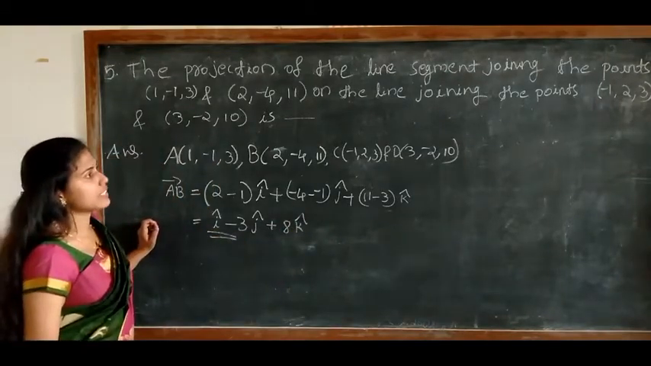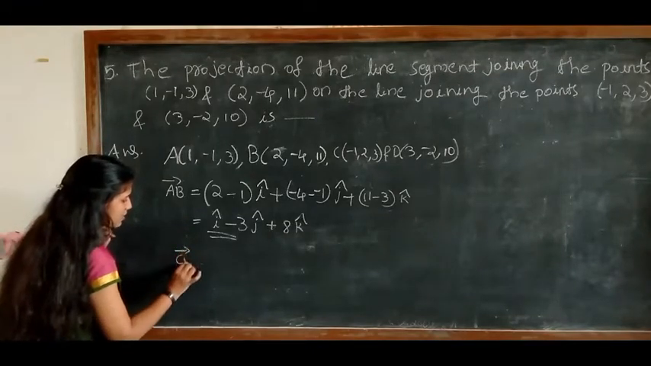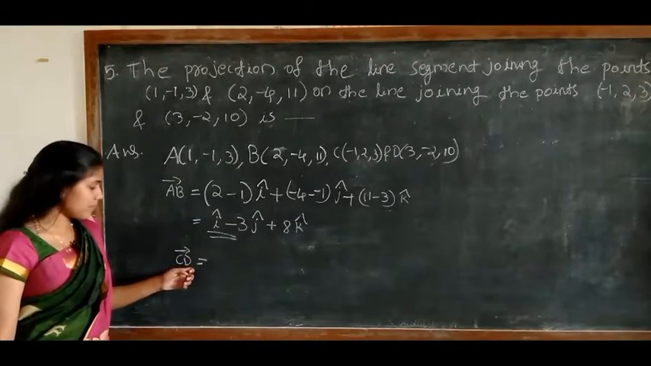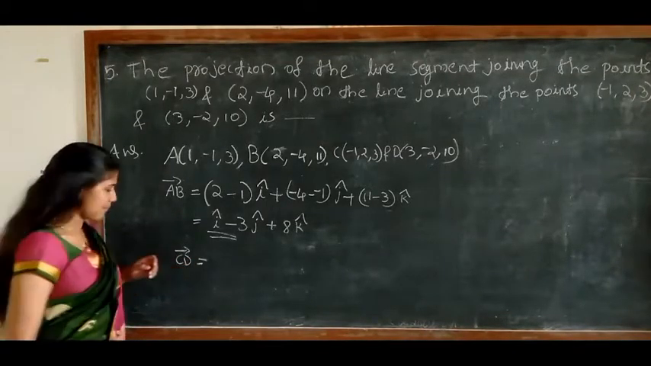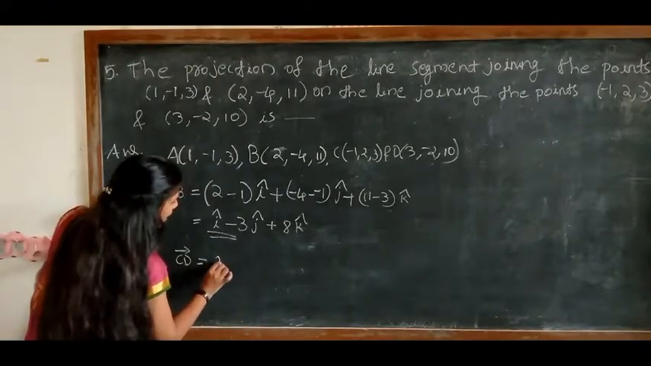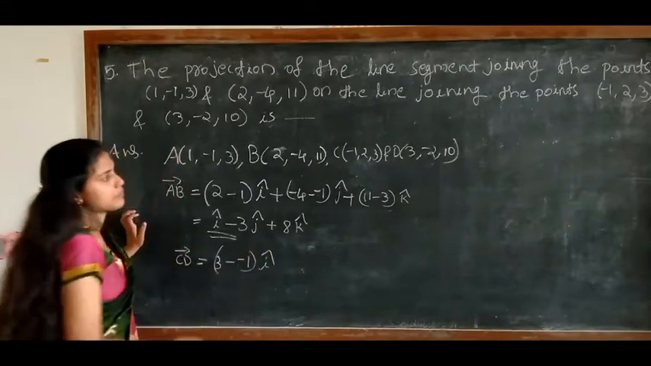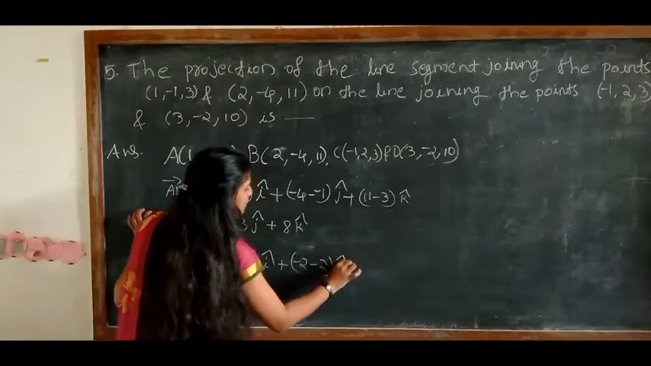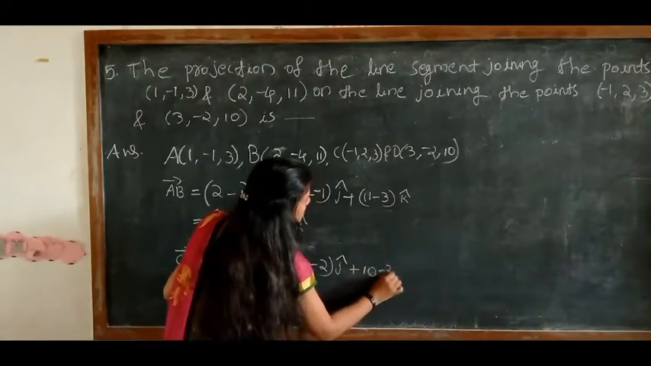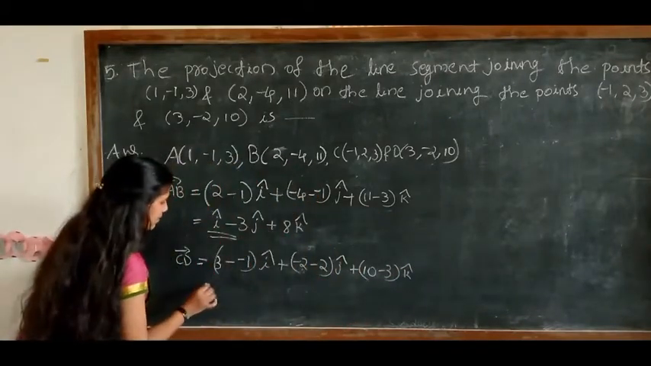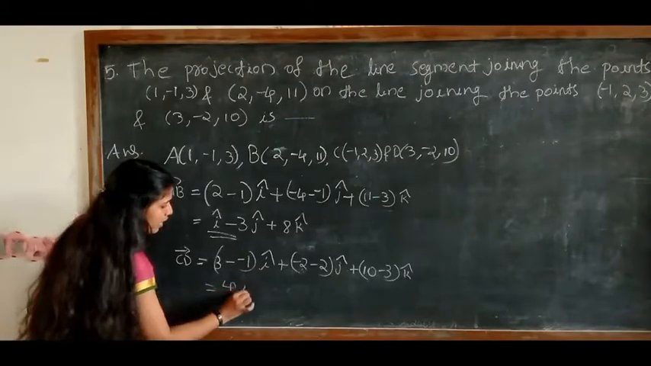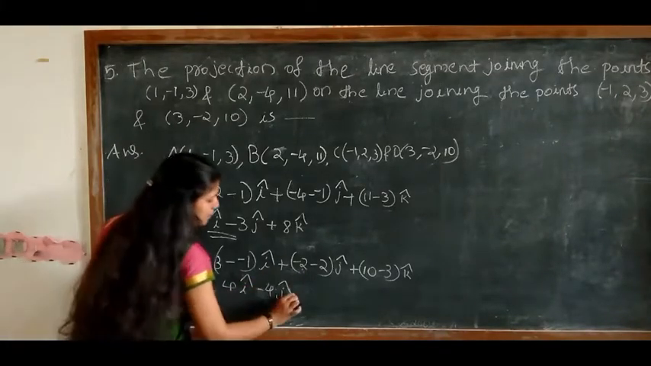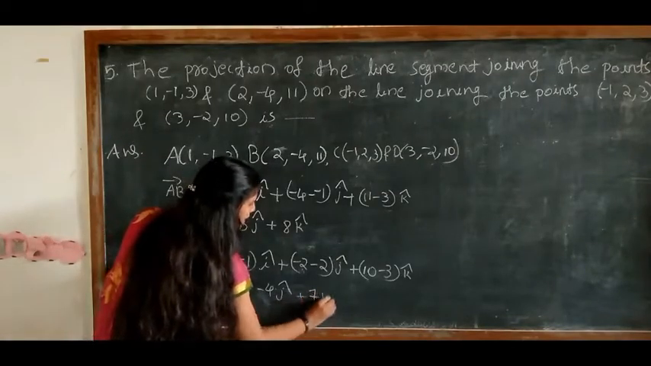Now we have to find the line segment joining, vector CD. Here also, vector CD can be determined by the component of D minus the component of C. That is equal to (3 - 1) i cap plus (-2) j cap plus (10 - 3) k cap, which is equal to 3 - 1 is 4 i cap, plus -2... is -4, then -4 j cap, plus 10 - 3 is 7 k cap.